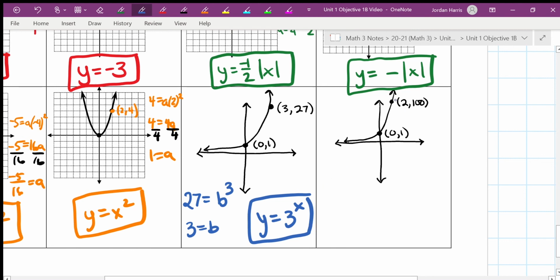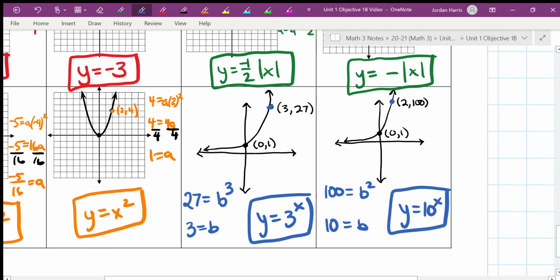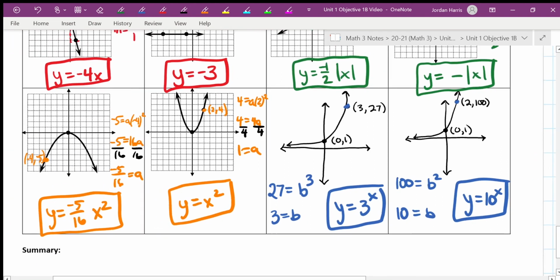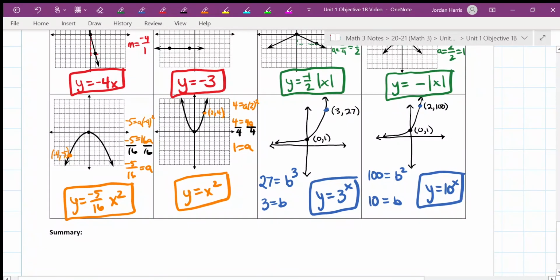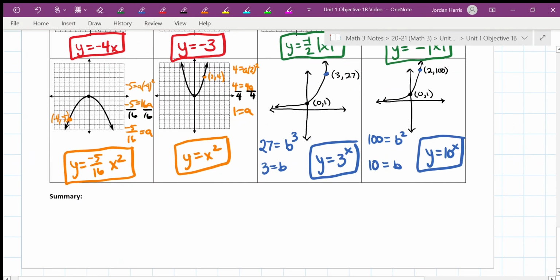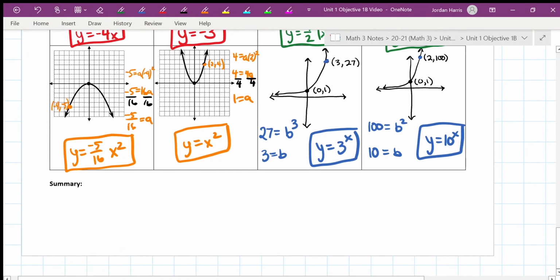So in this next one, my extra point, don't forget, you use the extra point, not the key point. So I have 100 equals b squared. Square root both sides, so I get 10 equals b. Y equals 10 to the x. And there we have it. So we have domain and range, we have our special cases, and we have writing equations. So I'll let you work on your 3-sentence summary.